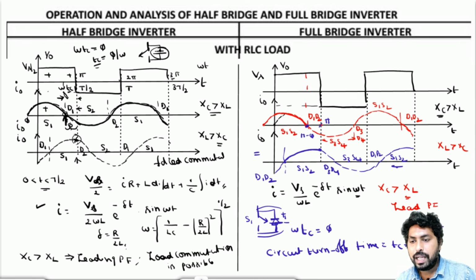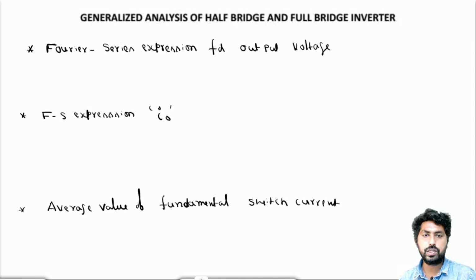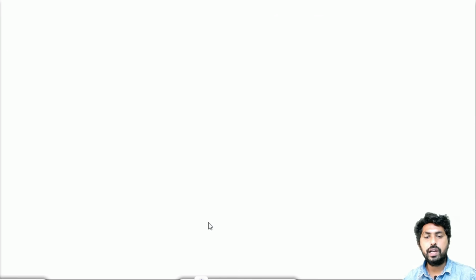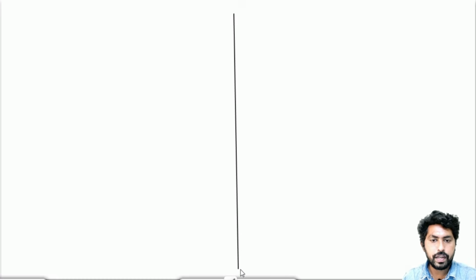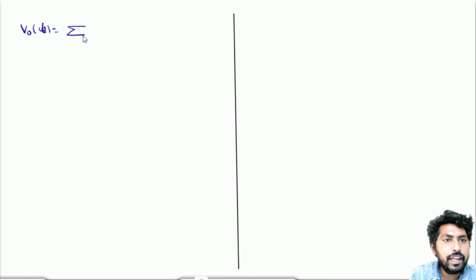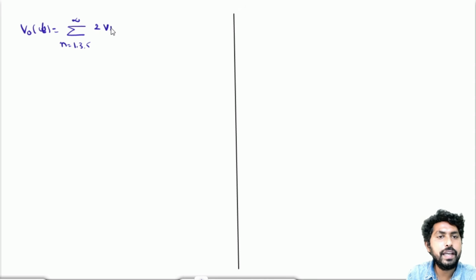So now let us find the different parameters. As we did for the RL load, the same analysis we have to do here also. Let me find the different parameters here. First I will find the Fourier series expression for the half bridge inverter. The Fourier series expression for V0 of omega t: V0 of t equal to sigma n equal to 1, 3, 5 to infinity, 2 Vs by n pi into sin n omega t.